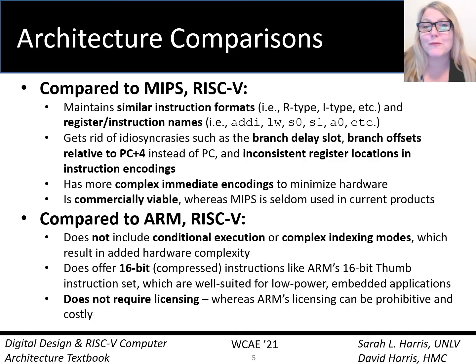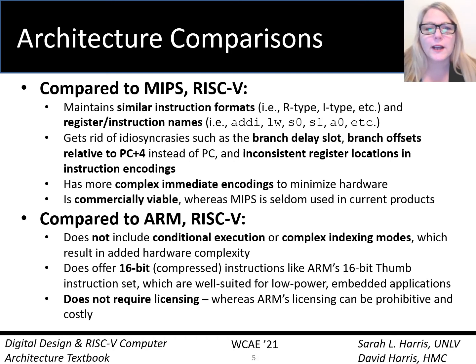And it happens to have more complex immediate encodings. The reason it does that is to minimize the hardware requirements, but it makes it hard for humans to read and a little bit annoying for encoding. But again, RISC-V is commercially viable, whereas MIPS is seldom used in current commercial products.